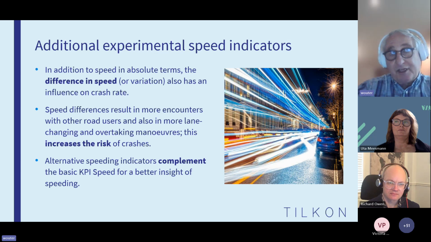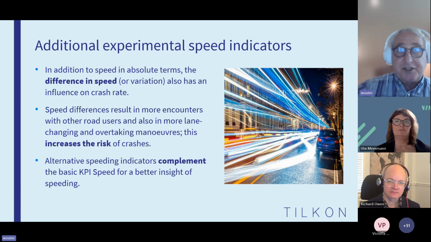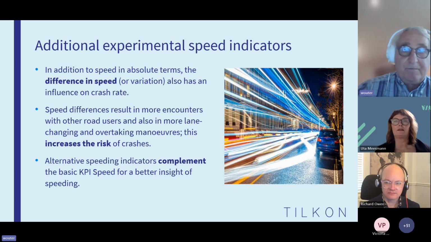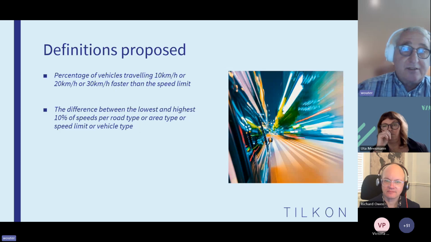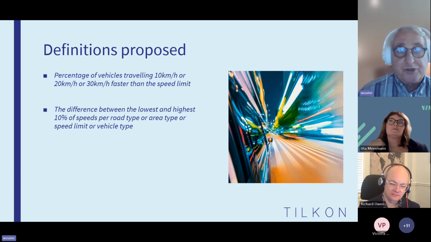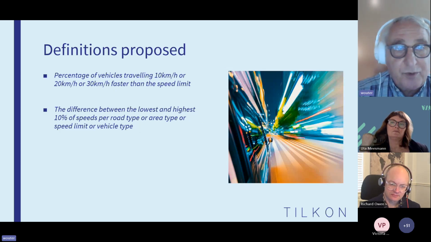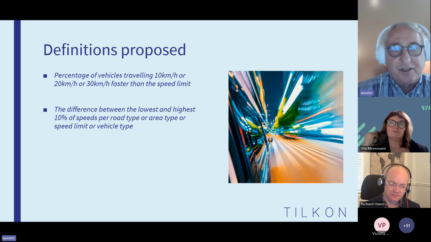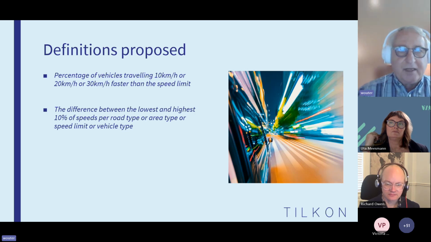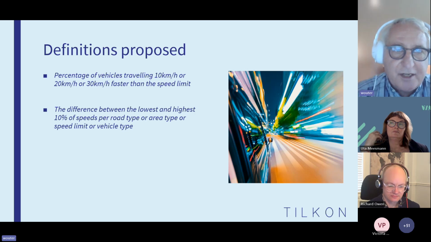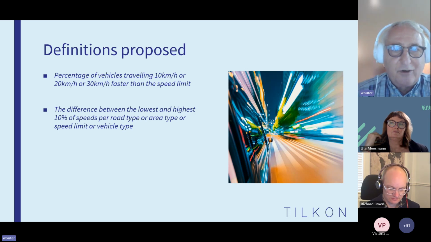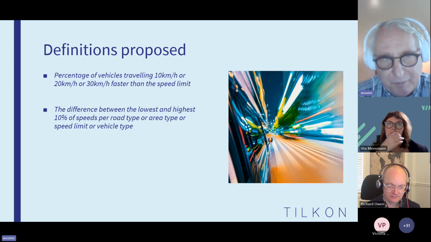And so the first thing the group did was actually to come to definitions. What are we talking about? This is the definition they proposed: the percentage of vehicles traveling 10 km per hour or 20 km per hour or 30 km per hour faster than the speed limit. That's the first definition. And the second one is the difference between the lowest and highest 10% of speeds per road type or area type or speed limit or vehicle type.